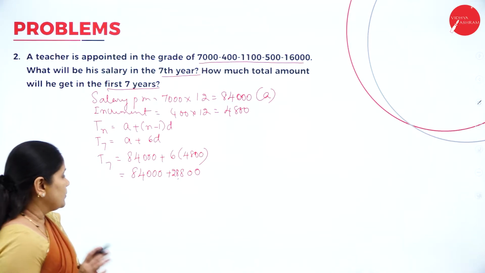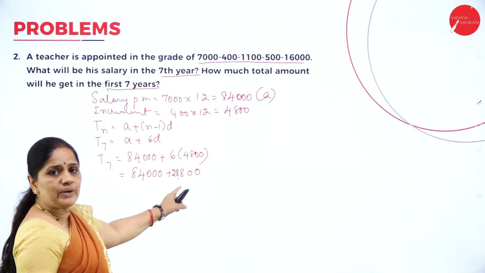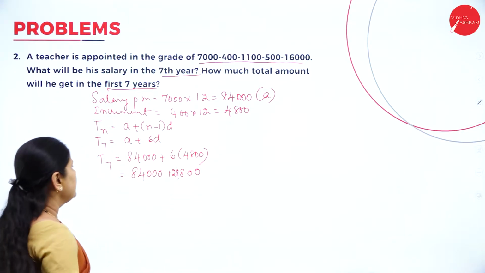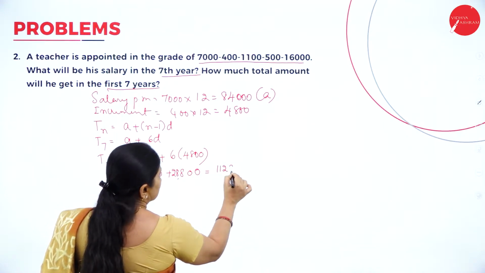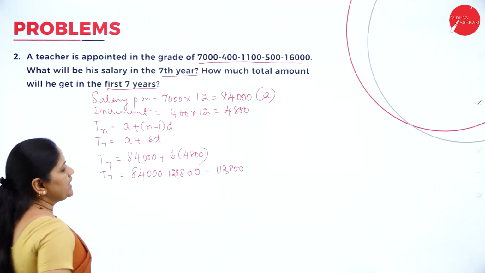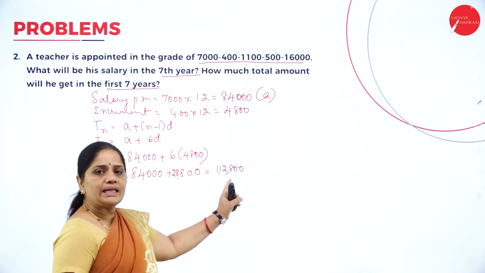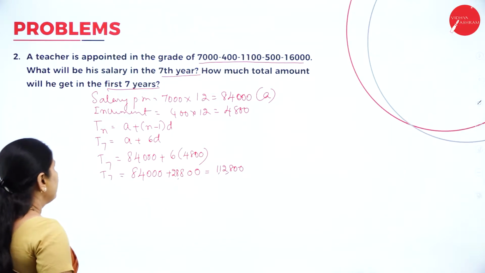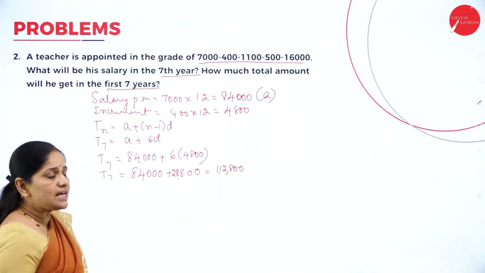Now, T7 will be 84,000 plus 28,800. One second. So, 84,000 plus 28,800, we are getting 1,12,800. So, in the 7th year, this person is drawing 1,12,800.